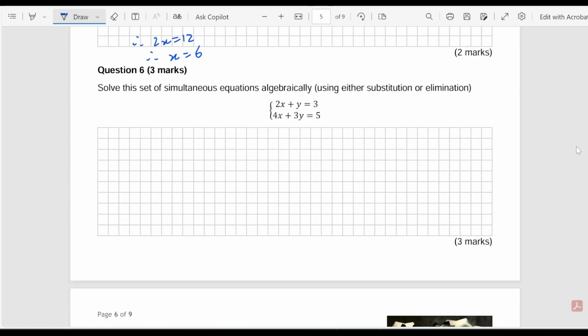All right, solve this set of simultaneous equations algebraically. So I might actually show both methods, and then you can pick whichever one you want to do. You can choose one method out of these two, don't do both.